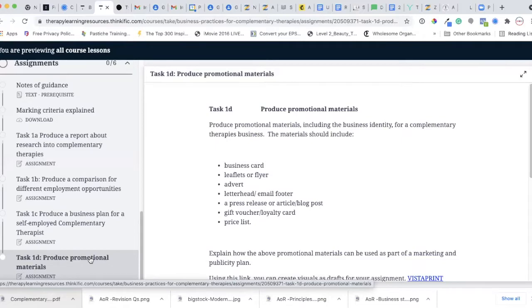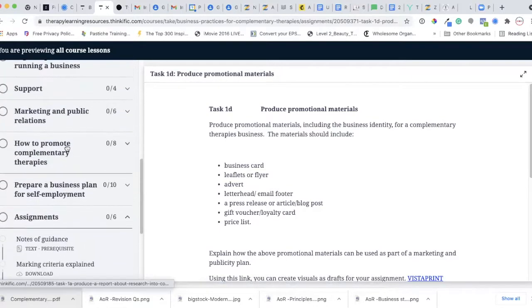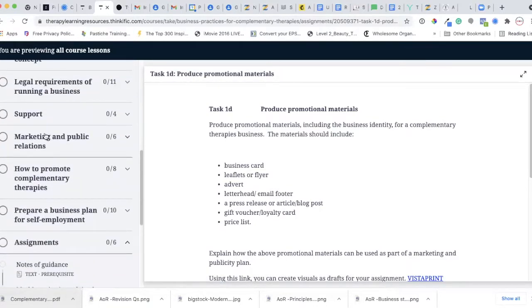So this one's a little bit more fun. So this is about creating your marketing. So you would go back to your marketing bit, wherever it is here, and think about how you are going to use all of these things. So every piece of marketing promotional material needs to be effective. There needs to be a reason for the person to have it.